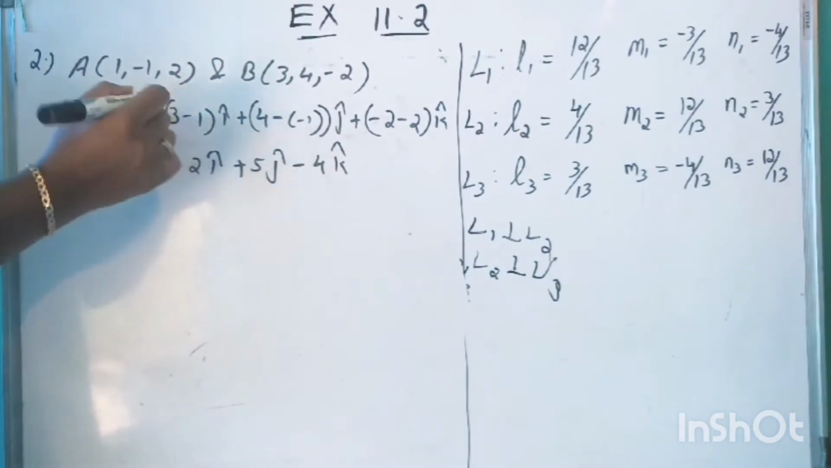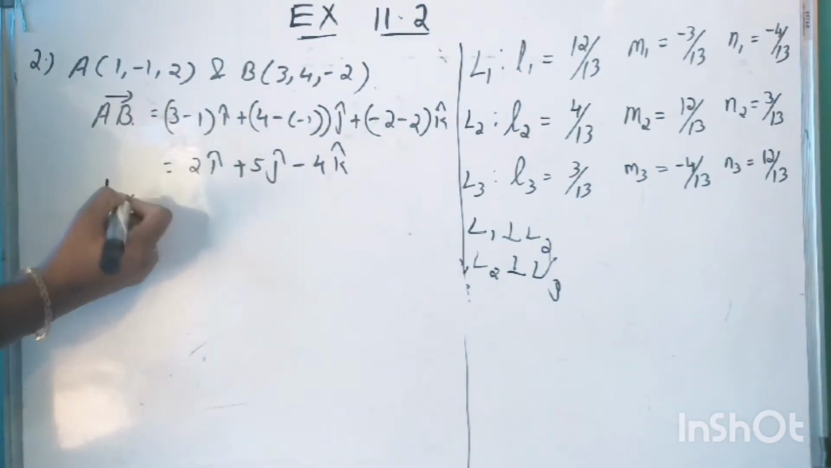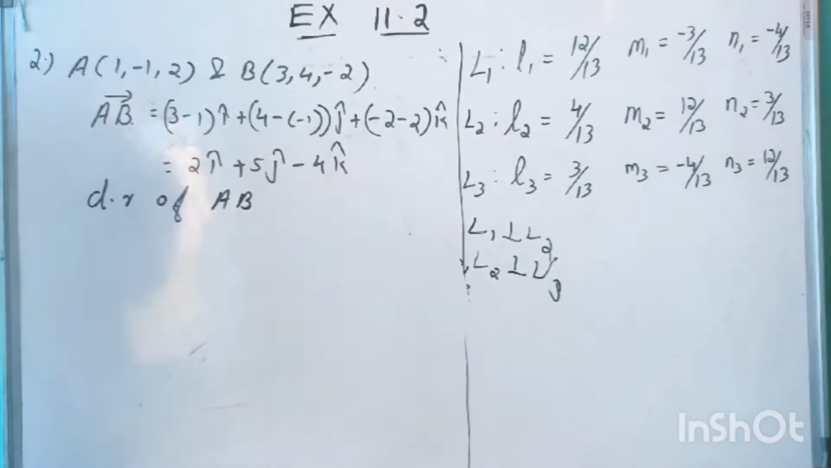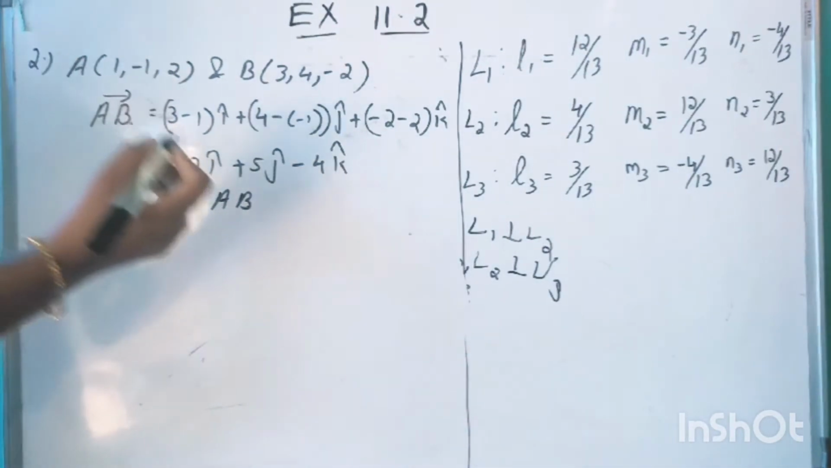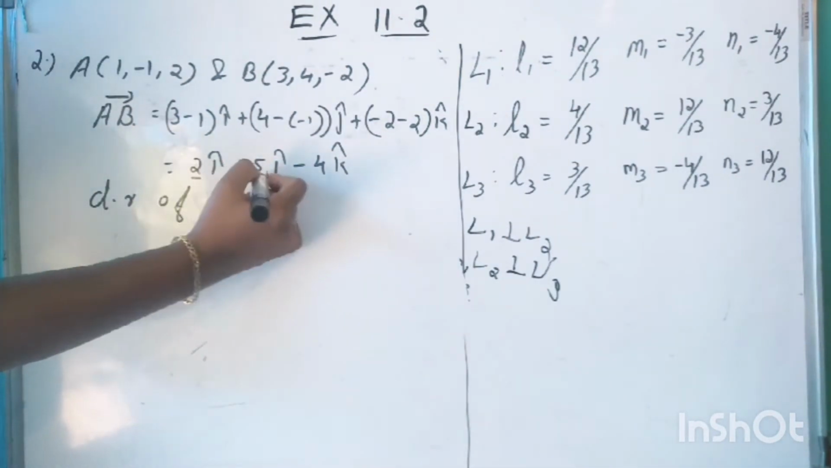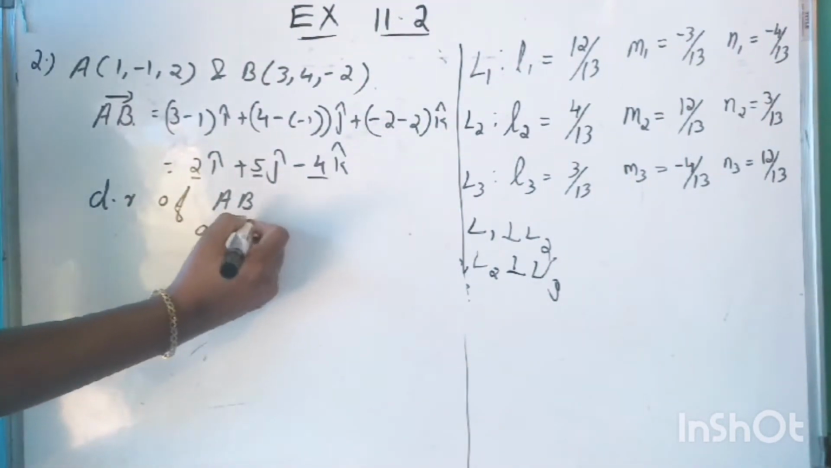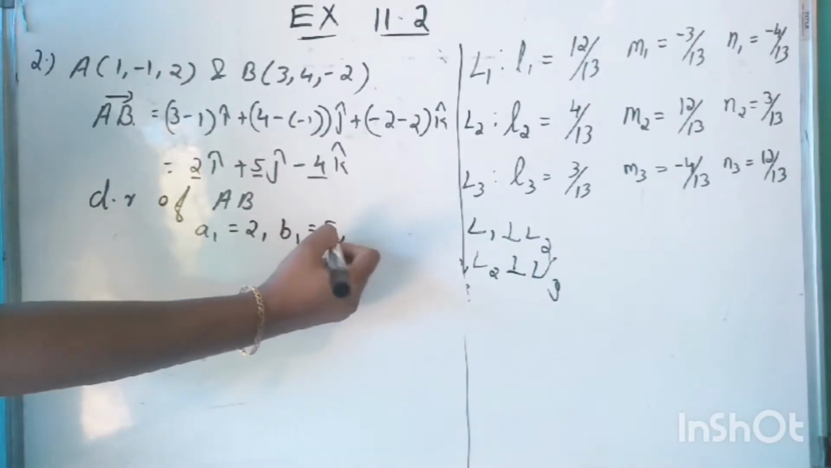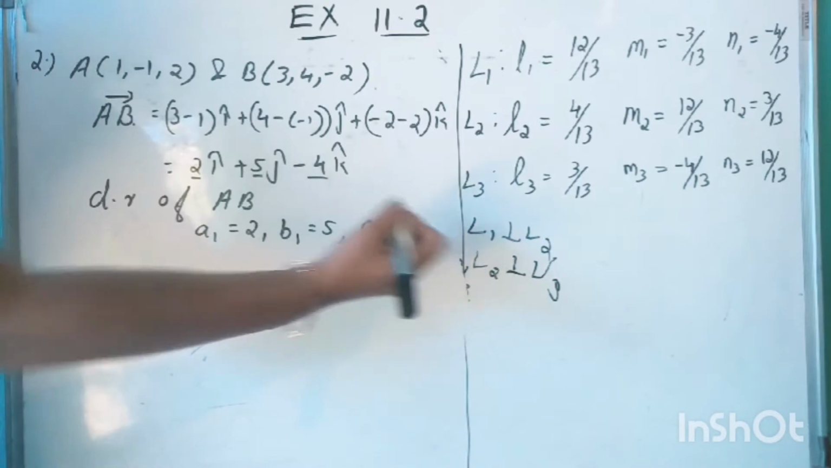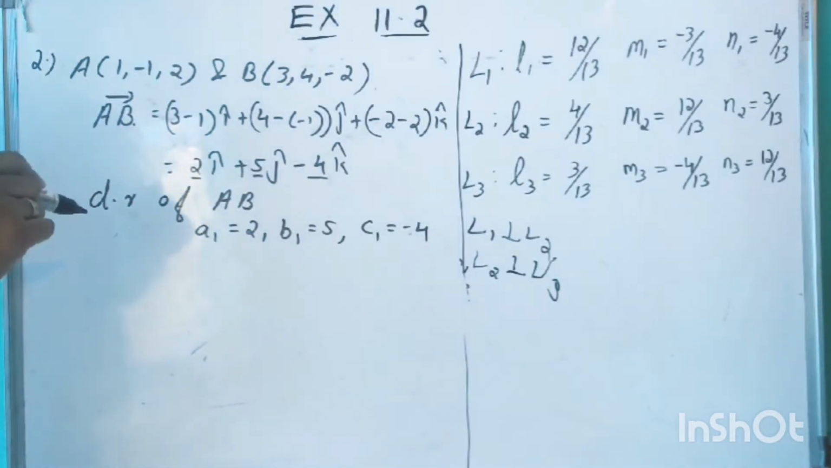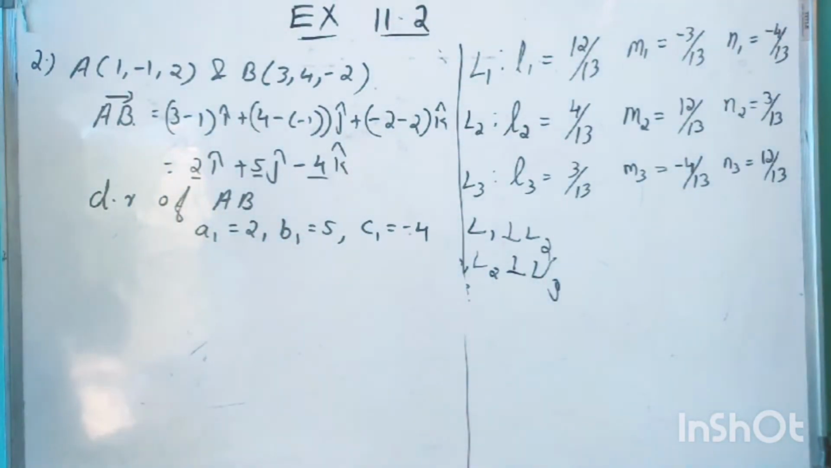Now the direction ratios of AB are 2, 5 and -4. So we will take A1 equal to 2, B1 equal to 5 and C1 equal to -4. A1 means the coefficient of i, B1 means the coefficient of j and C1 means the coefficient of k.